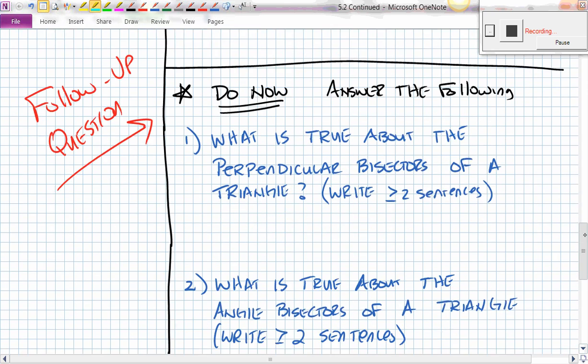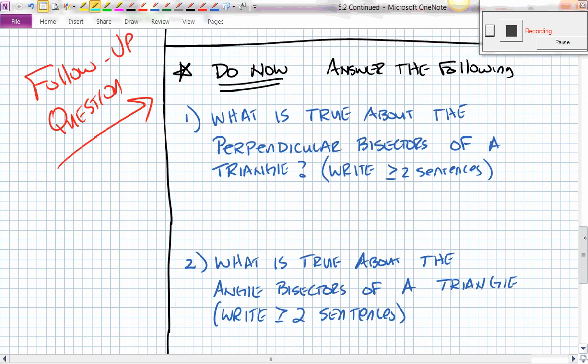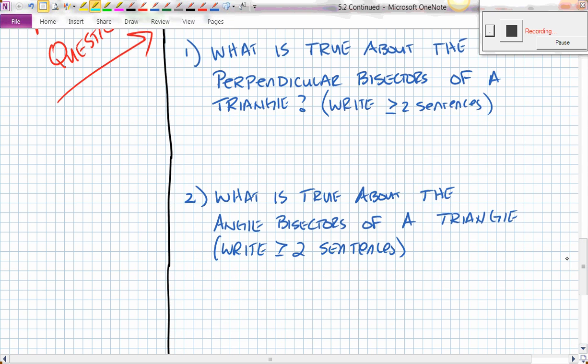And then finally, I had 2 follow-up questions that I posed to the class as part of their homework. So answer the following. Number 1, what is true about the perpendicular bisector of any triangle? Write at least 2 sentences. And then number 2, what is true about any angle bisector of any triangle? Write at least 2 sentences. So go ahead and fill those out, and we'll talk about those on Friday. All right, there you go.